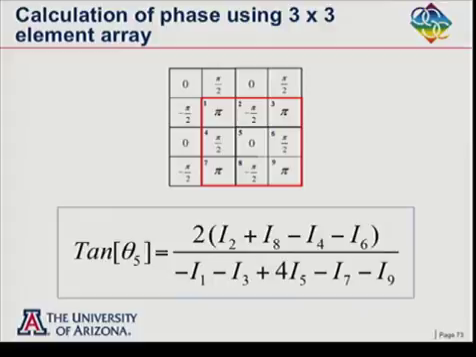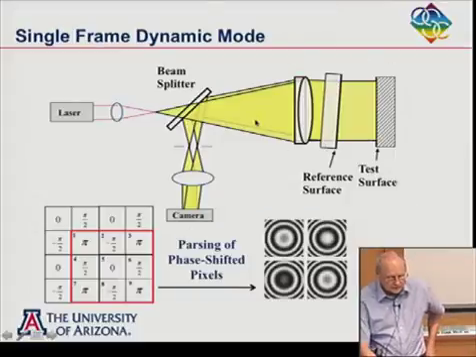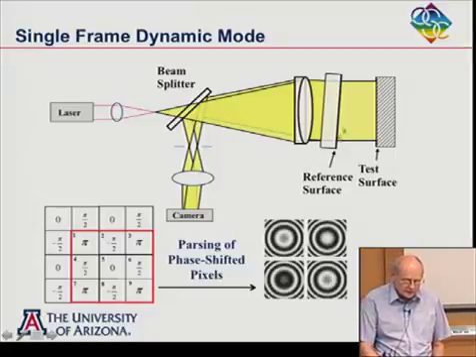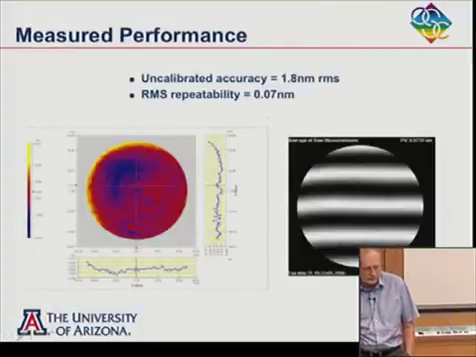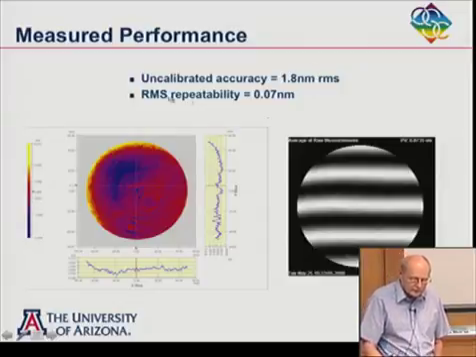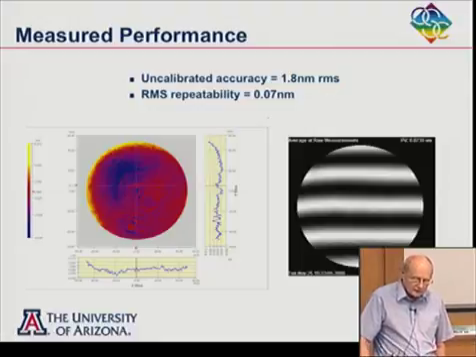So this system, in spite of the fact we're doing something I hate doing, sending the beams back through the interferometer at different angles, we did take enough care in producing the optics here that we were able to get quite good measurements, an uncalibrated accuracy of 1.8 nanometers RMS, and RMS repeatability turned out to be 0.07 nanometers RMS. So this spatial carrier technique actually worked pretty well in this particular case.